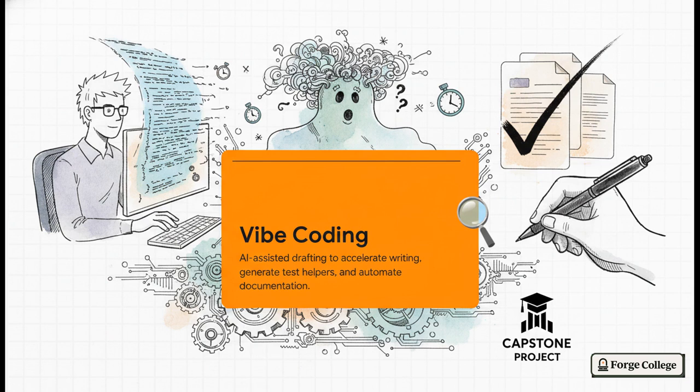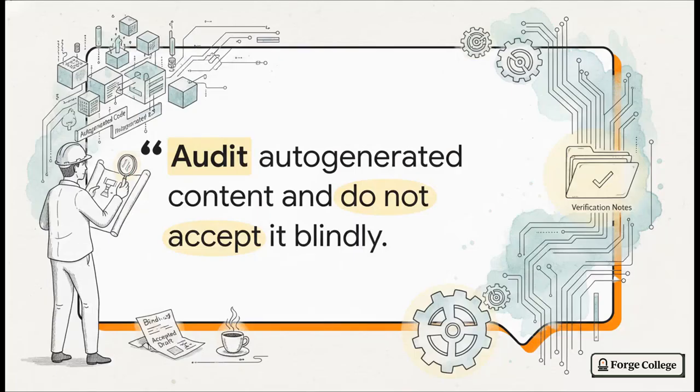They can type 1,000,000 words a minute and set up boilerplate code in seconds. But guess what? You are still the senior engineer who has to sign off on their work. Which brings us to your golden rule for the rest of your Web3 career. Audit auto-generated content and do not accept it blindly. You absolutely must review the AI's work.